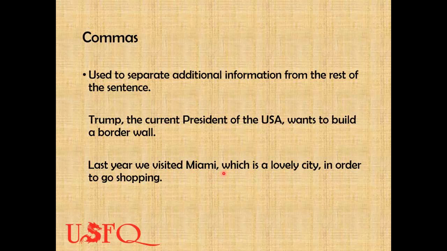Last year we visited Miami in order to go shopping. So the information between the two commas is information that we want to include that gives a further definition or a renaming of a noun, such as the current president of the USA is a renaming of Donald Trump. Or in the second example, what we have here is a non-defining relative clause.